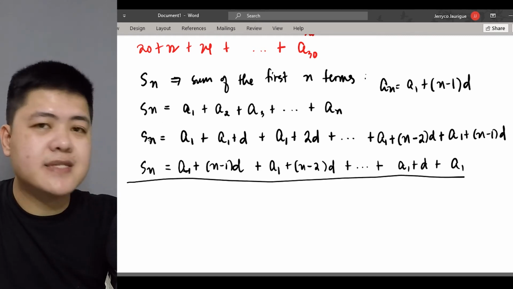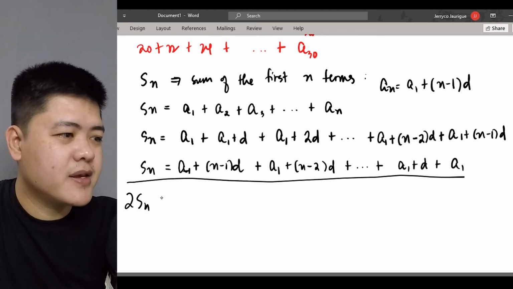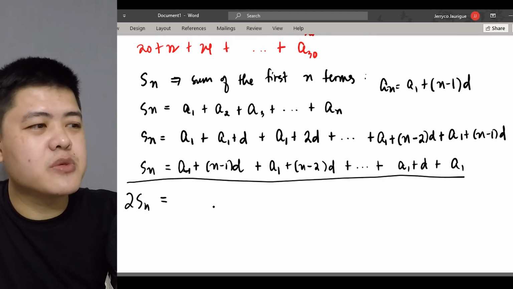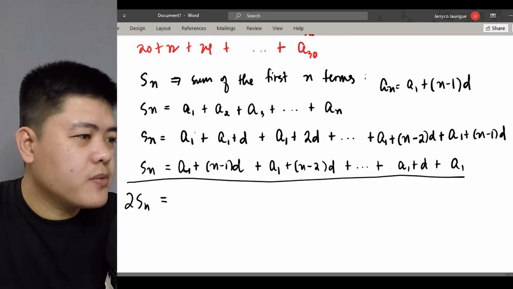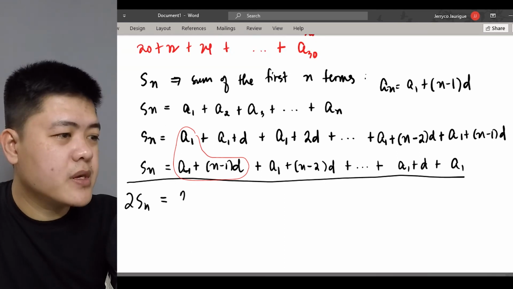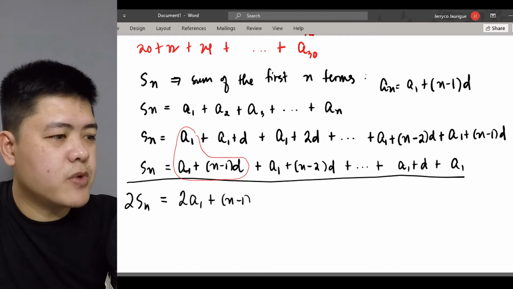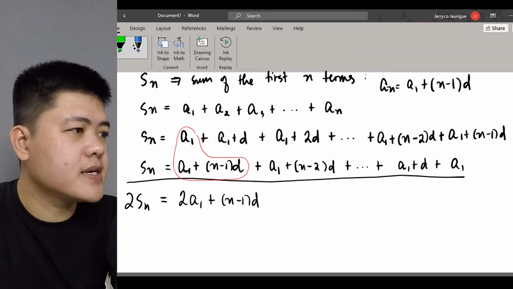So we'll add this, s sub n plus s sub n will have 2 s sub n. And this is equivalent to, so let's have this. We'll add this. Syempre, dalawa ng a sub 1, no? You have 2a sub 1 plus n minus 1 times d. And then let's add this one.